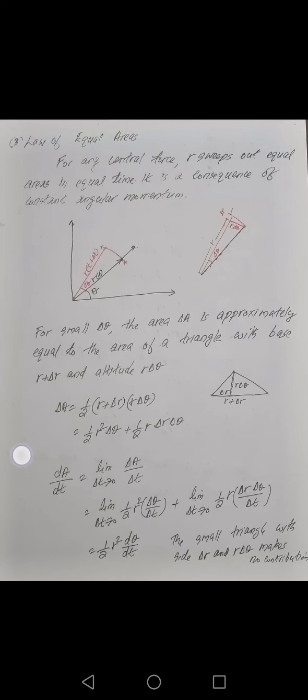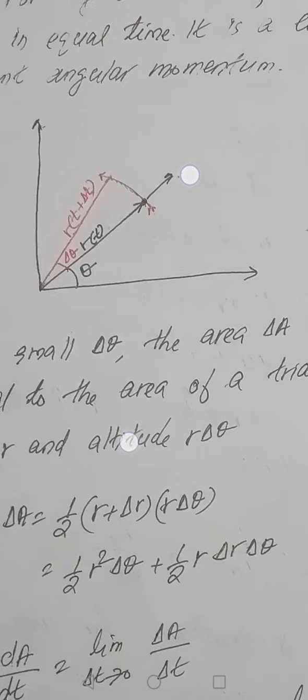One property of central force motion is the law of equal areas. For any central force, the radius vector sweeps equal areas in equal time. Actually, it is a consequence of the constancy of angular momentum. Let us understand it in this way.